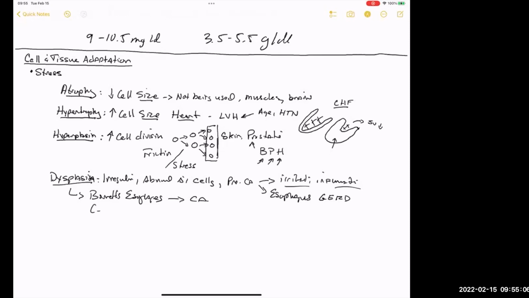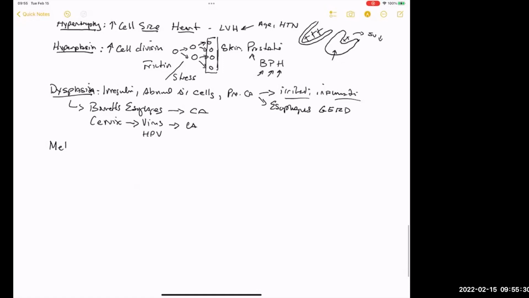We can also see this in the cervix. Right? You can see dysplasia of the cervix. Typically, that's due to a viral infection, the human papillomavirus, and that can increase the risk of a cancerous lesion developing as well. Another one is something called metaplasia. And metaplasia is essentially where one cell type is replaced by another.